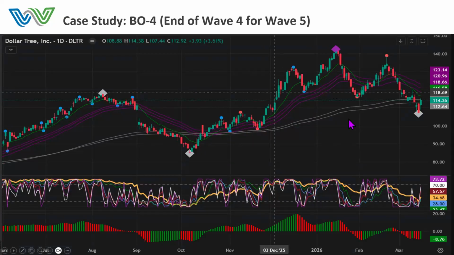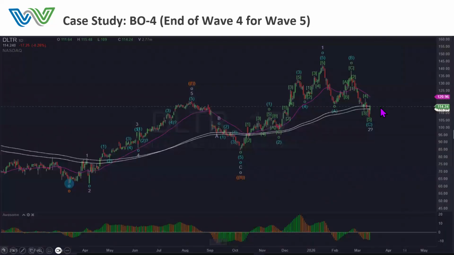Here's Dollar Tree. We had a nice ABC move down into the tunnel. And let's look at the wave count. Wave 1, wave 2. So that makes me very happy. Okay? It confirms that, okay, maybe this is something that I'm interested in buying. Okay?